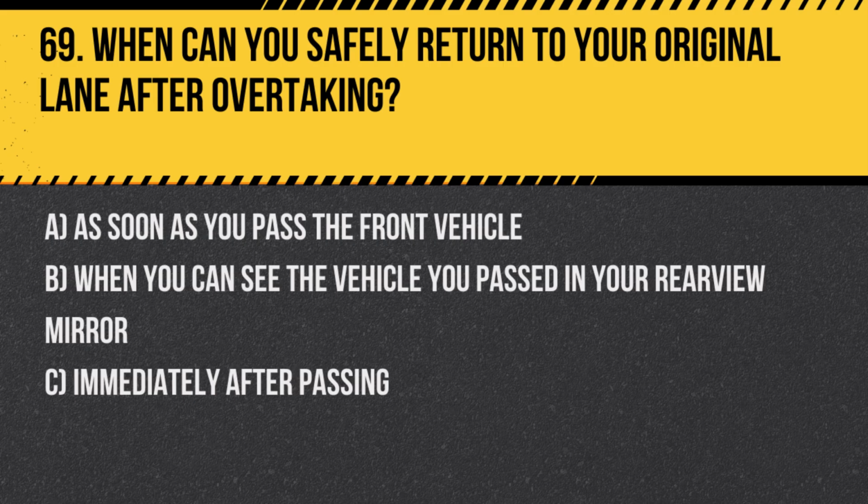Question 69. When can you safely return to your original lane after overtaking? A. As soon as you pass the front vehicle. B. When you can see the vehicle you passed in your rearview mirror. C. Immediately after passing. Answer B. When you can see the vehicle you passed in your rearview mirror. It is safe to return to your lane only when you can see the entire vehicle you overtook in your rearview mirror, ensuring enough space for safe lane changes.